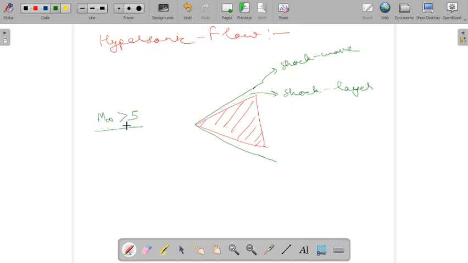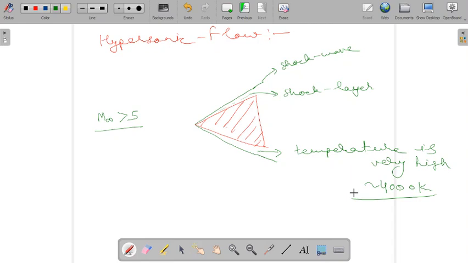So particularly for hypersonic flows, we obtain a situation where in these shock layer regions temperature is extremely high, as high as of the order of about 4000 kelvins. So in this situation, what will happen? Whatever fluid is encapsulated in this shock layer will be ionizing. If that is ionizing, then we will have the occurrence of chemical reactions over here.